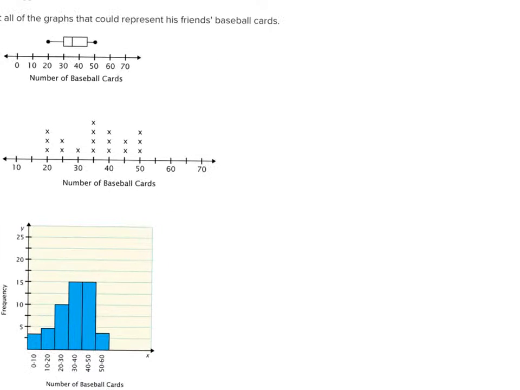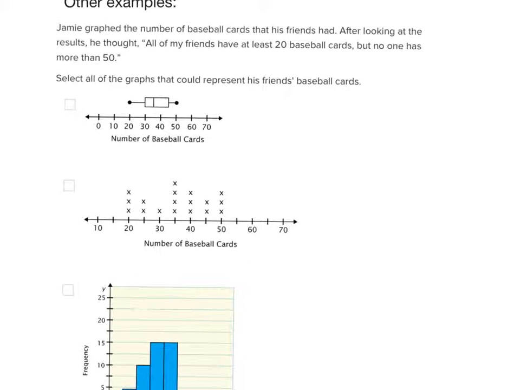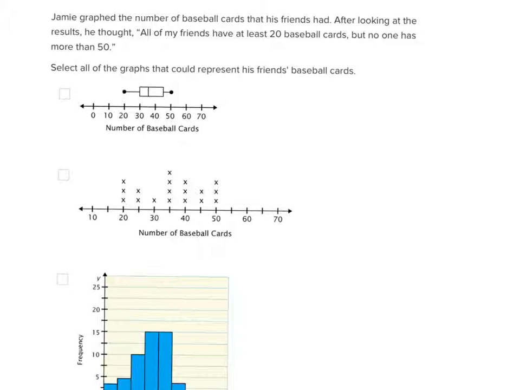Your other examples. All right, let's get a better look at these. Jamie graphed the number of baseball cards that his friend had. After looking at the results, he thought, all of my friends have at least 20 baseball cards, but no one has more than 50. Select all of the graphs that could represent his friend's baseball cards. So they're from 20 to 50. Okay. So this one goes from 20 to 50. 20 is the smallest. 50 is the largest.